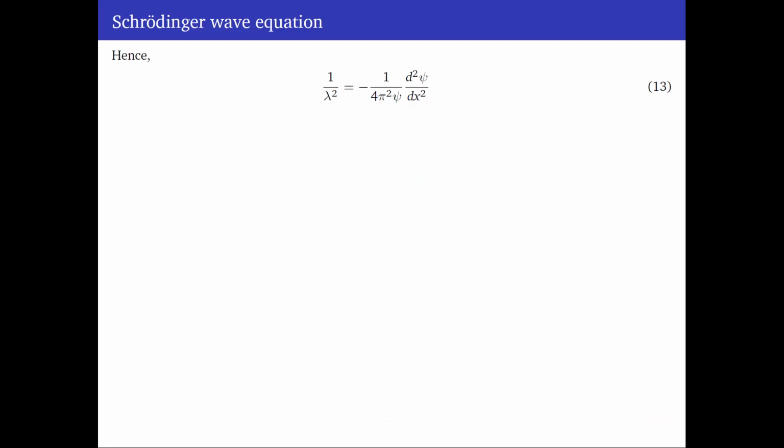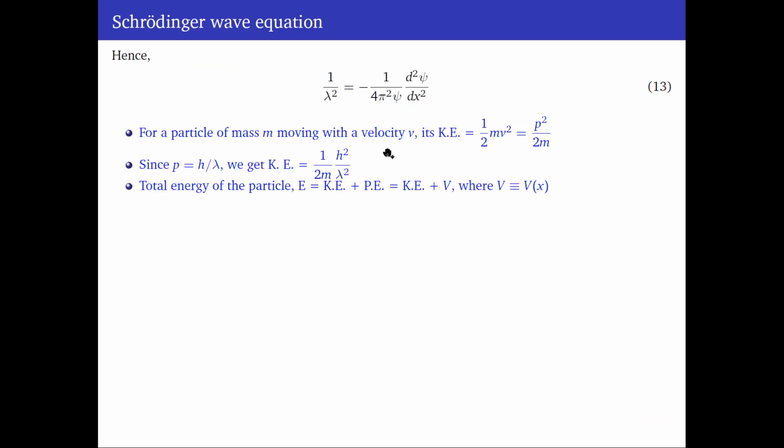Why did I do this? Why did I get an expression for 1 by lambda square? Let's figure it out. So here comes a reason. I'm going to consider that this particle is having a mass m and it is moving with a velocity v.